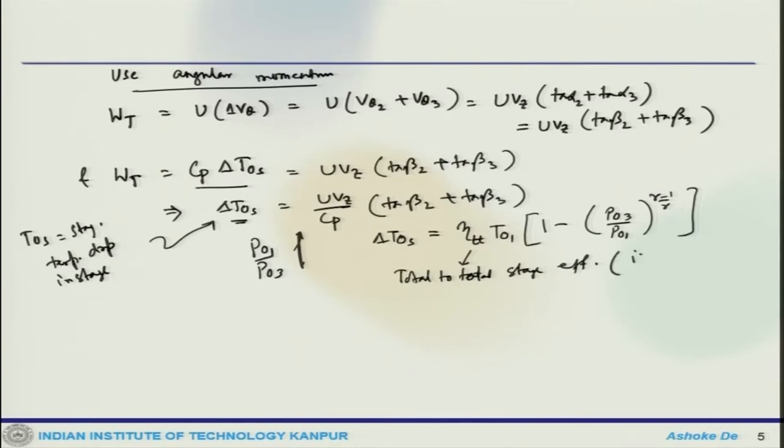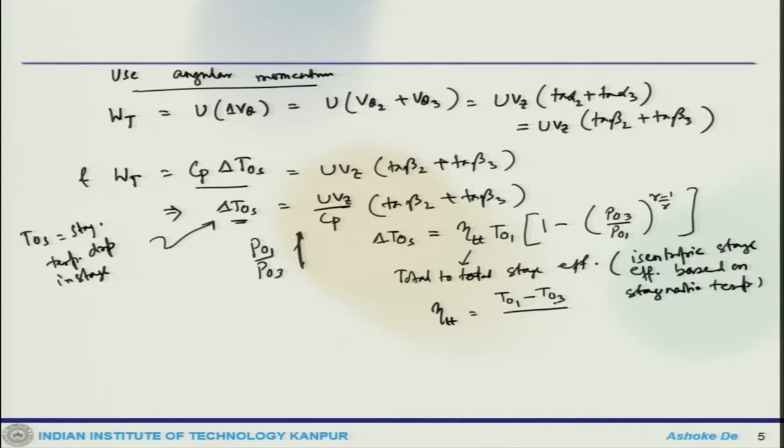Which is essentially one can think about as isentropic stage efficiency based on stagnation temperature. So, one can define eta tt as (T naught 1 minus T naught 3) by (T naught 1 minus T naught 3s). So, we will look at the curve and then probably it would be a bit easier. So, if we draw, let us say, the T s diagram.